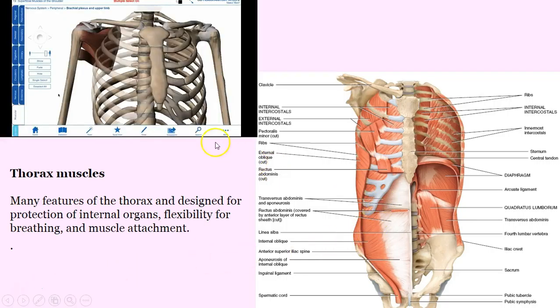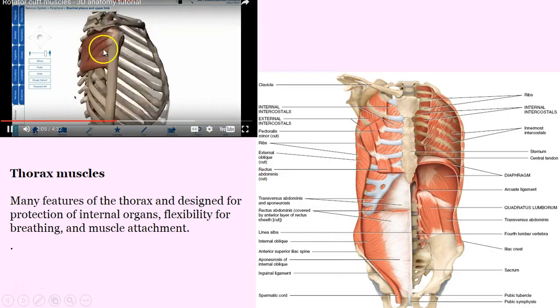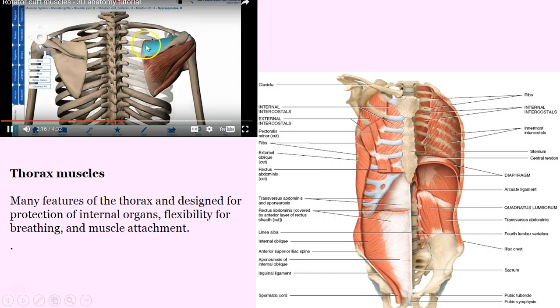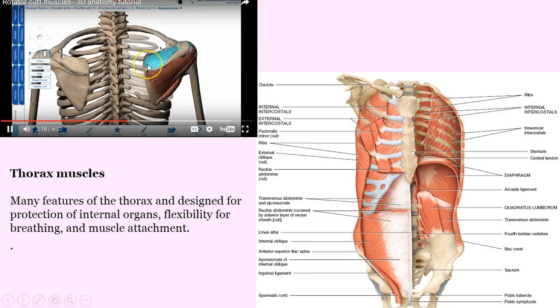Features designed. Oh, there's the subscapularis. Oh, we're losing it. Rotator cuff here. Supraspinatus. So I'm up at the upper left if you're not sure. That little muscle marked in blue, I like that name because supra means above. Spinatus, spine of the scapula.